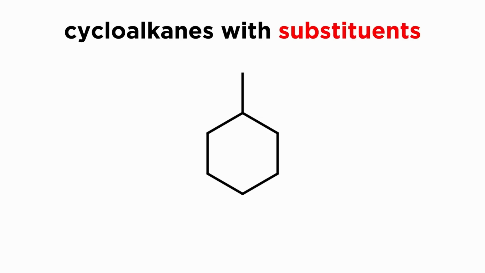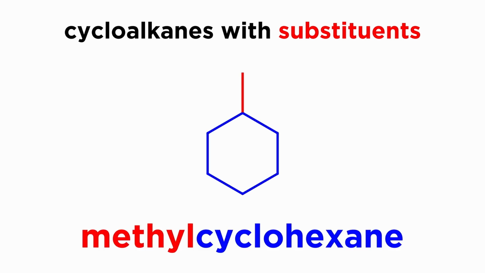Now let's talk about substituents. Let's say we have just one substituent, like this methyl group. In this simple case, we don't even need to specify where the methyl group is, because all the carbons are the same, so no matter where the methyl group is, it's the same molecule. This is therefore just methyl cyclohexane.